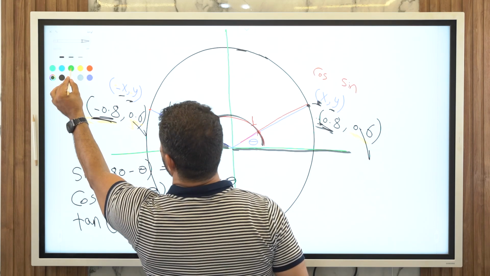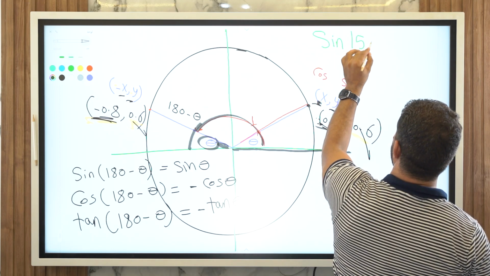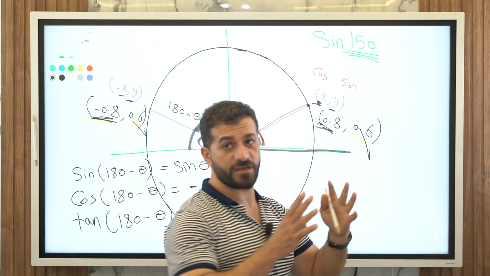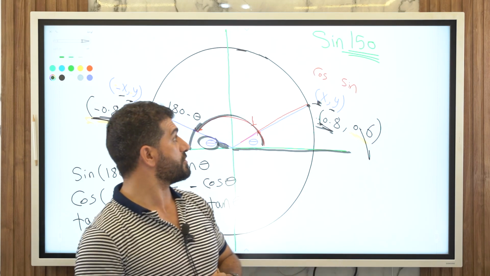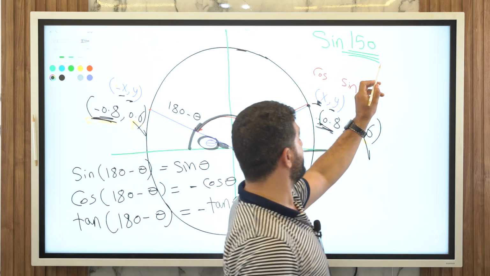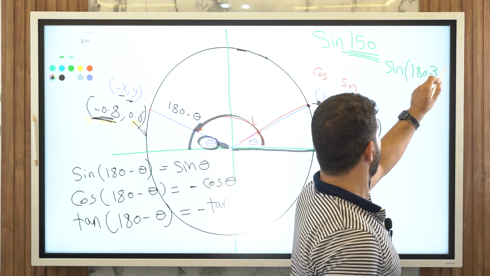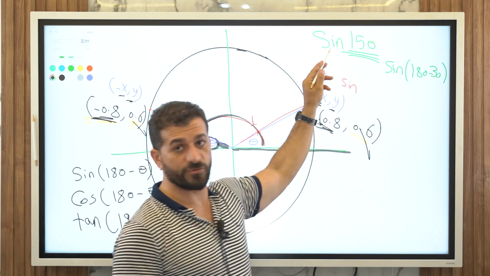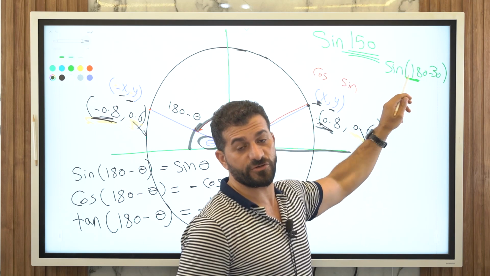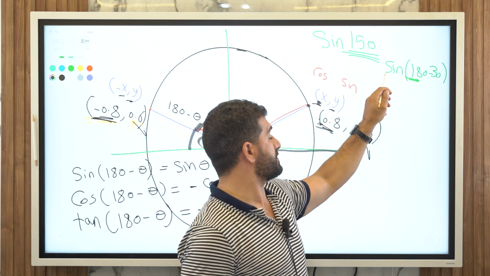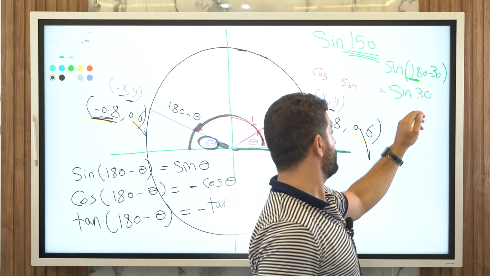So if I asked you about sine 150, how can we express 150 as 180 minus a special angle? So 150 can be written as 180 minus 30. Sine 150 is the same as sine of 180 minus 30. So sine of 180 minus 30 is going to be equal to sine 30, which is half.